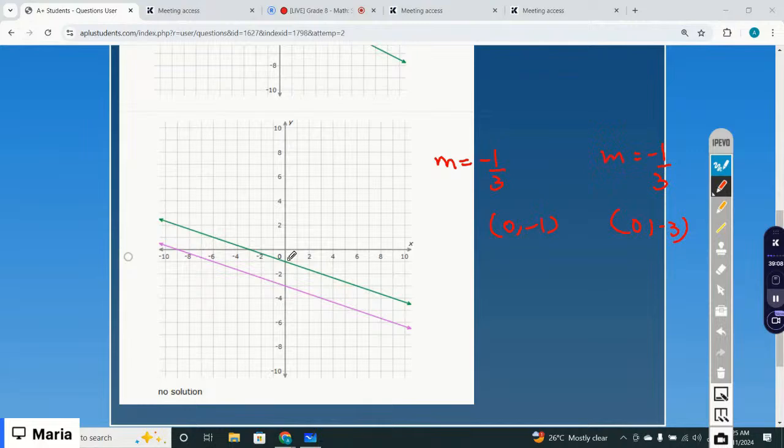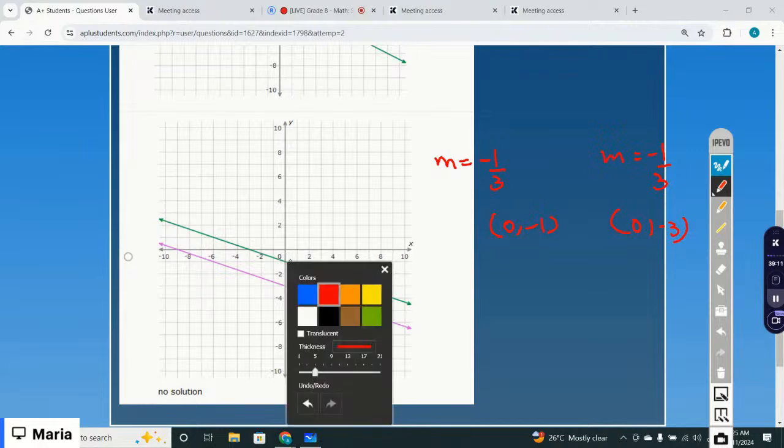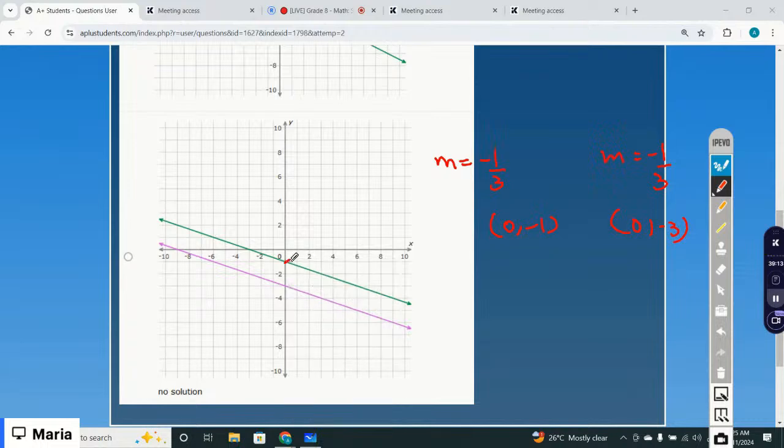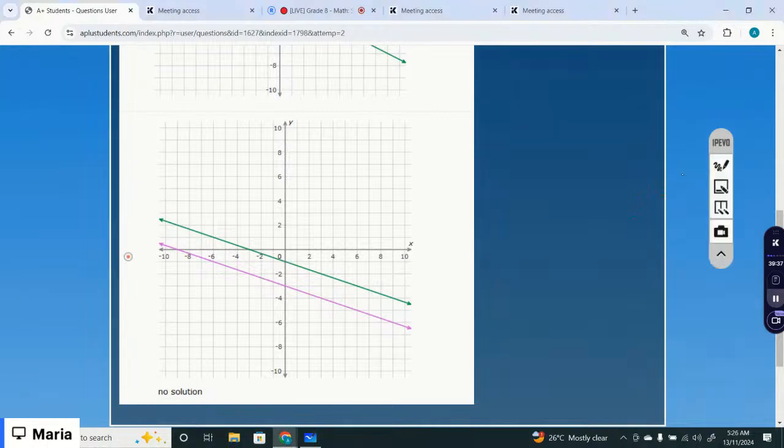Here is the one line with the slope negative 1 over 3. That is the y-intercept 0, negative 1. And that is the point at 0, negative 3, right? And for the slope you need to move down 1 point and right 3 points. Move down 1 and right 3. So here is another point. Same for this one. Move down 1 and right 3. So here is another point, right? The lines are parallel. You do not have any solution for this system of equations. Option number 2 is the correct option. They are parallel lines. They never intersect each other. So no solution. Got it?